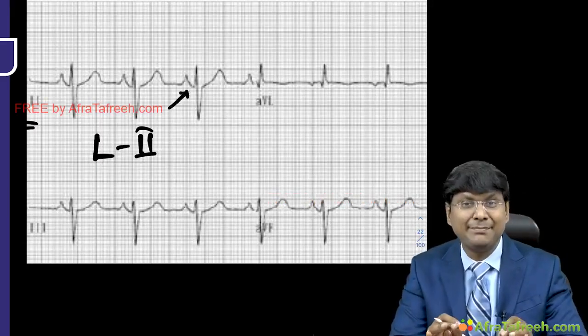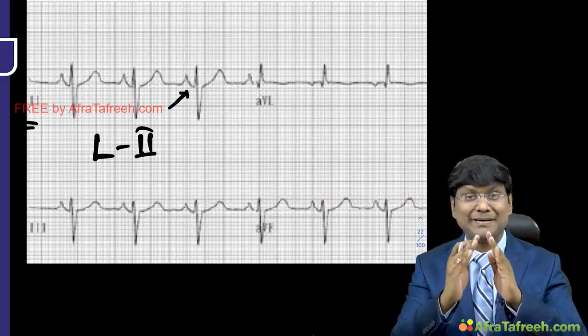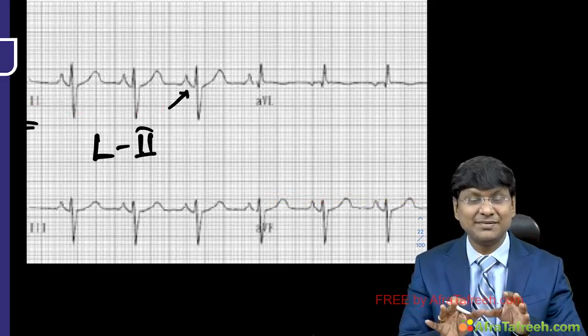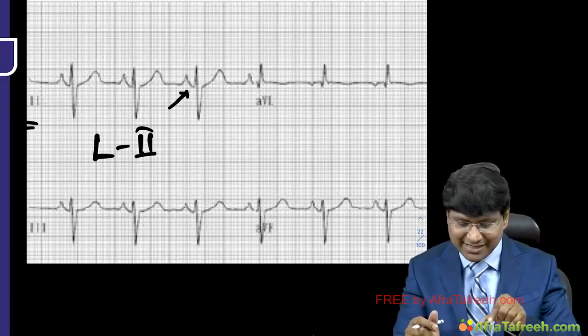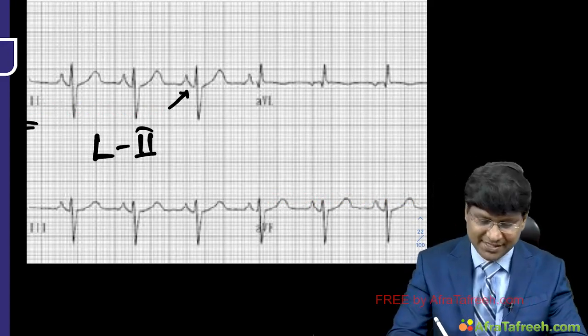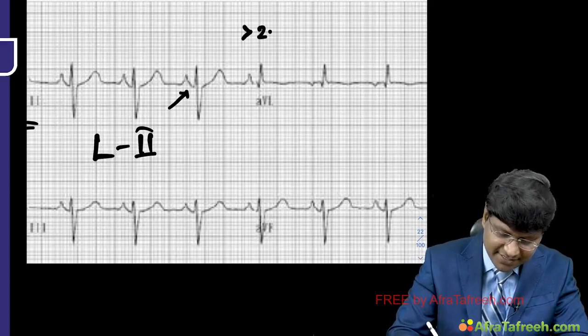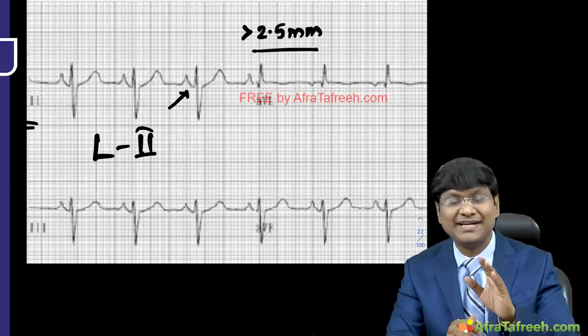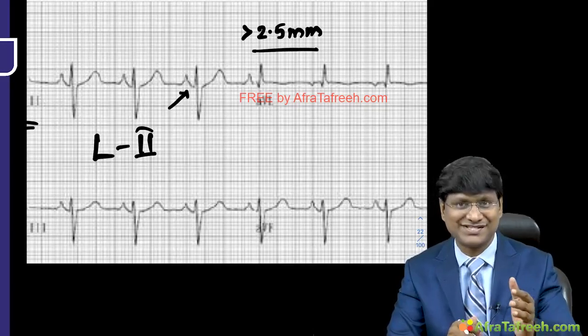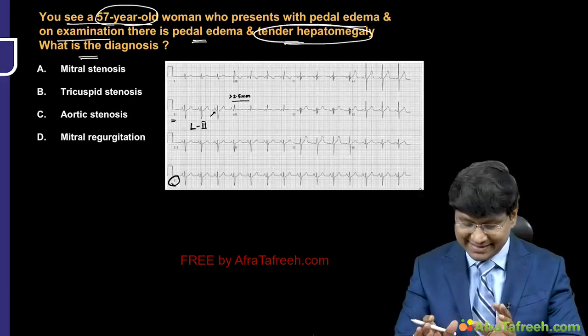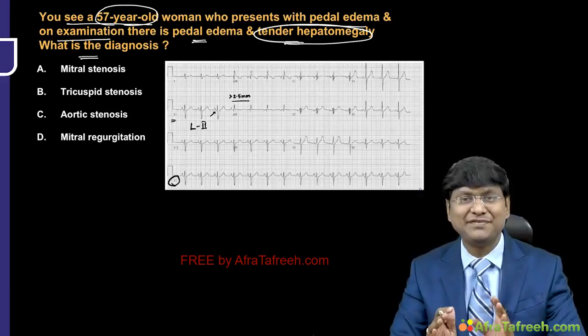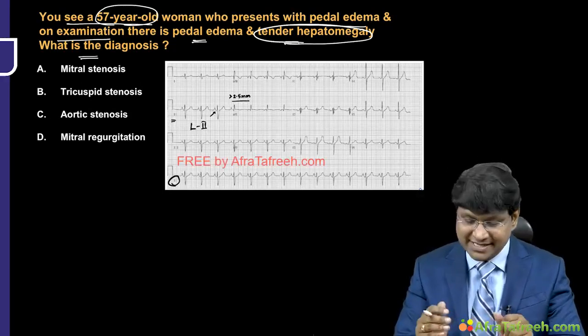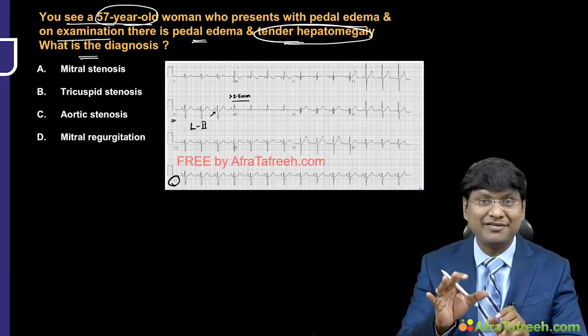The P wave, the amplitude is increased and it is peaked. That is how the P wave is. So if you clearly measure the amplitude of the P wave, it is more than 2.5 mm. It is occupying more than 2.5 small boxes. So now the individual has a P wave which is peaked and amplitude is more than 2.5 mm. Now what is this particular type of P wave called?